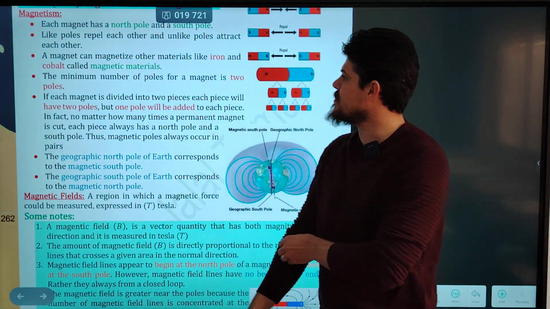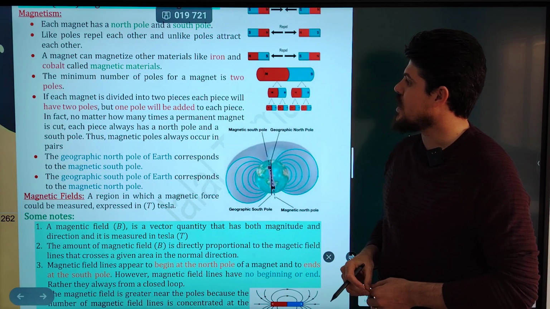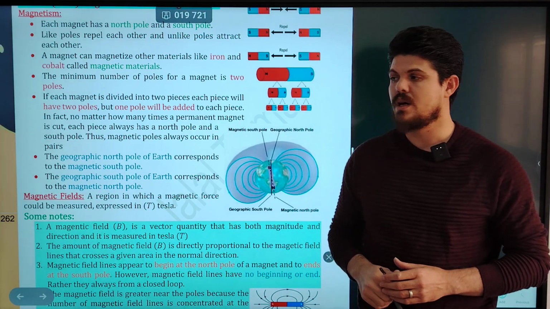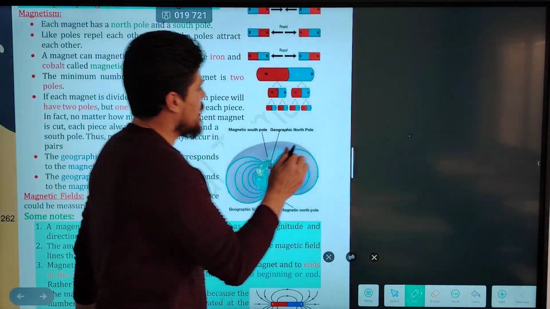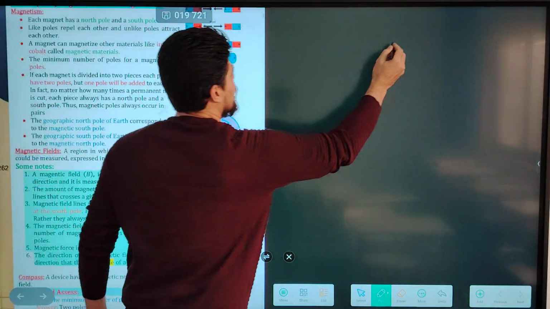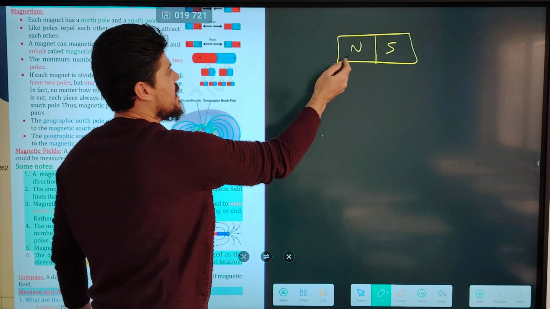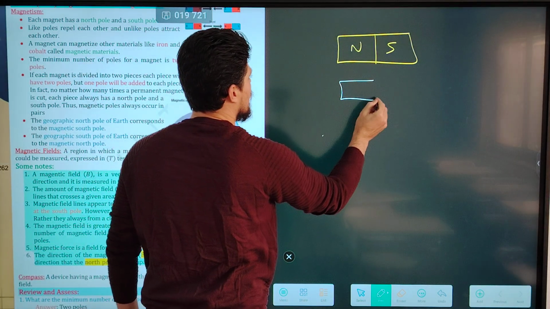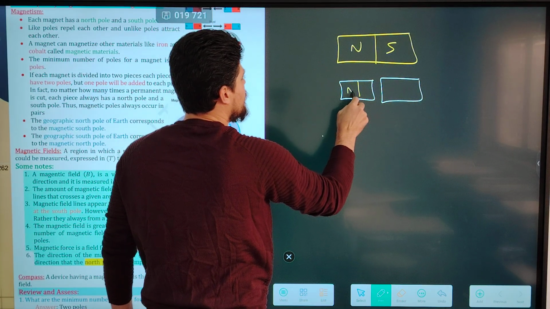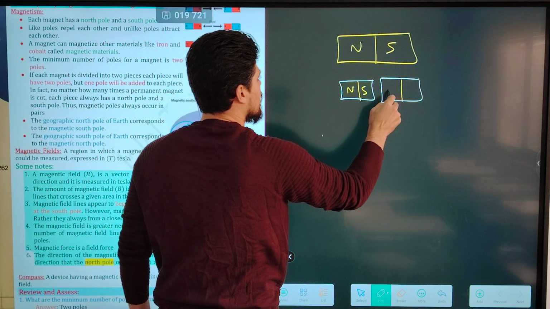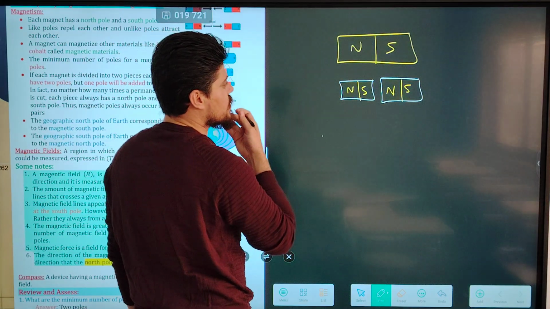The minimum number of poles for a magnet is 2. If a magnet is divided into 2 pieces, each piece will have 2 poles, but 1 pole will be added to each piece. For example, if you have a magnet with north pole and south pole, and you make this magnet into 2 pieces, each piece has a north and south pole.